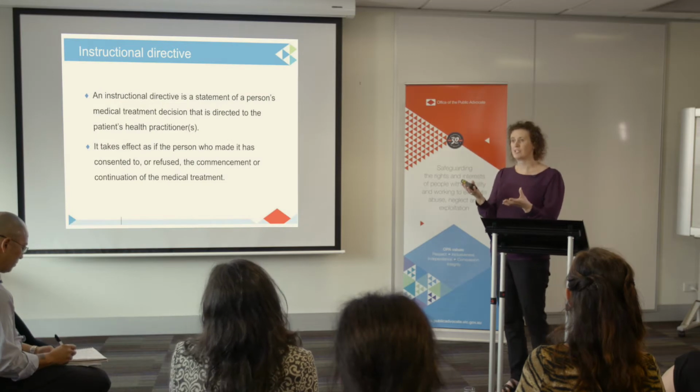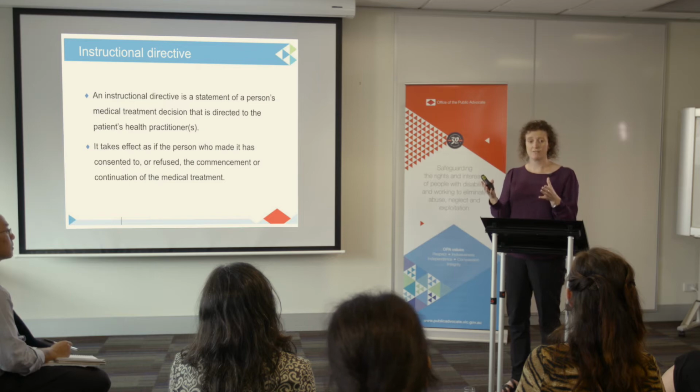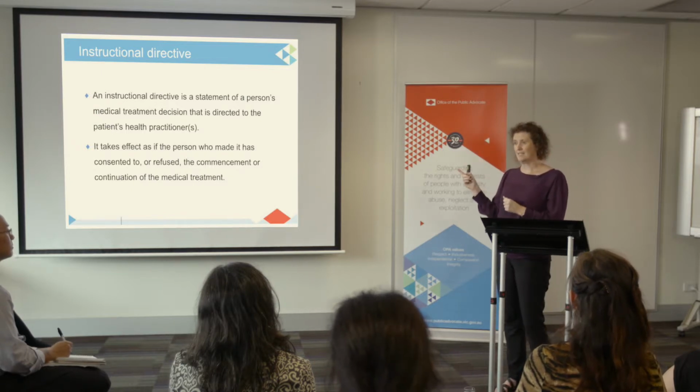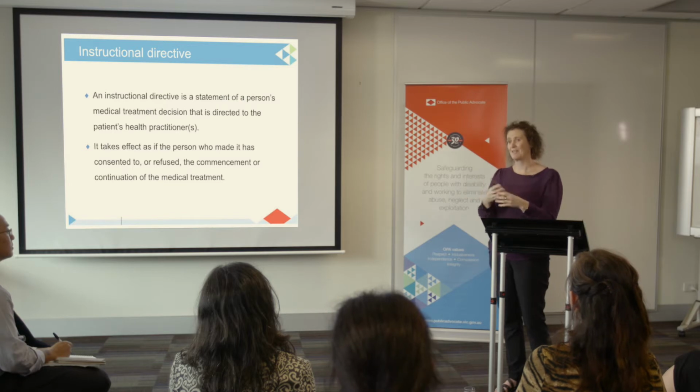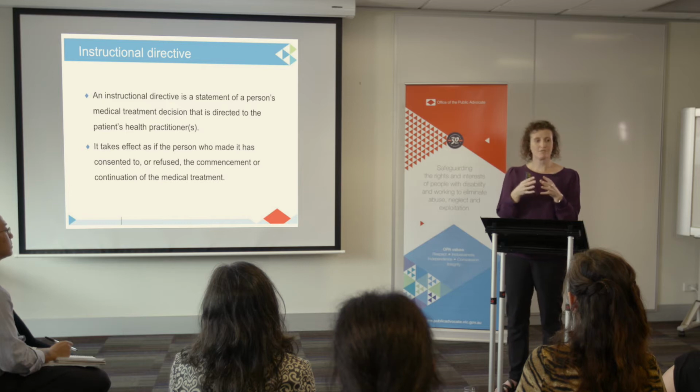So if you have a patient in your hospital and they have made an advance care directive that has this instructional directive, and your patient's since lost their decision-making capacity, you've got a medical treatment you're wanting to offer to that patient, they can't consent or refuse themselves, but there's an instructional directive. What that instructional directive says, if it's relevant to the situation of what you're offering as treatment, then it is that instructional directive that has given you the consent or the refusal.